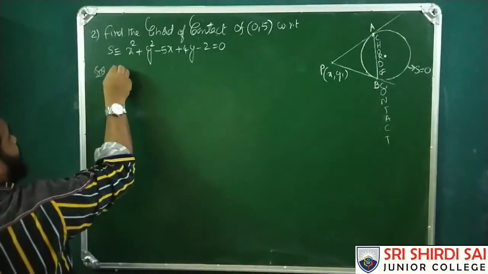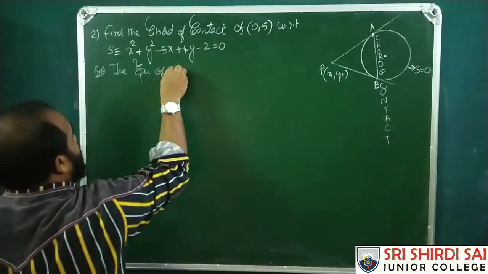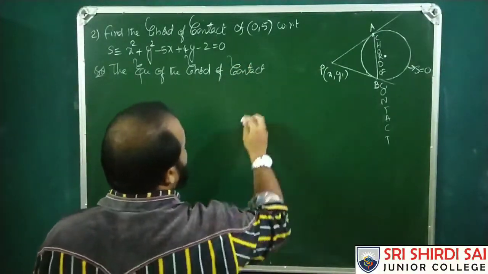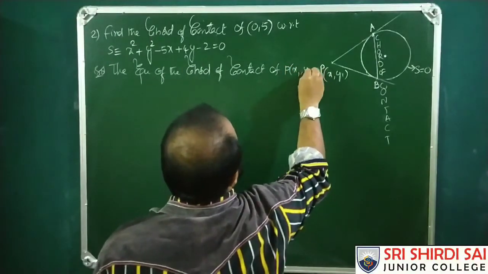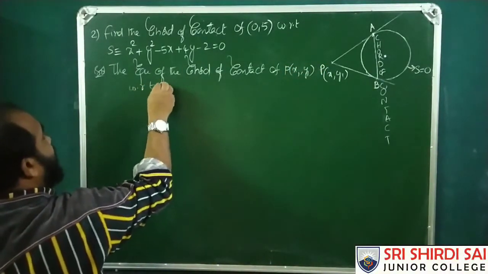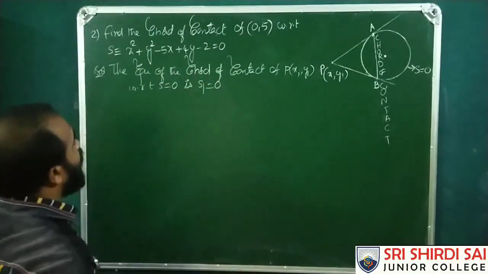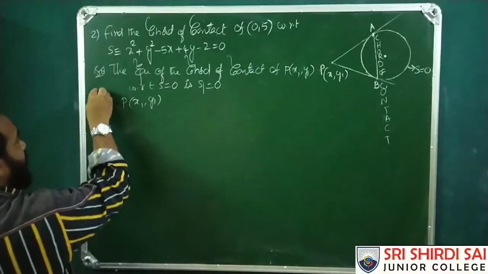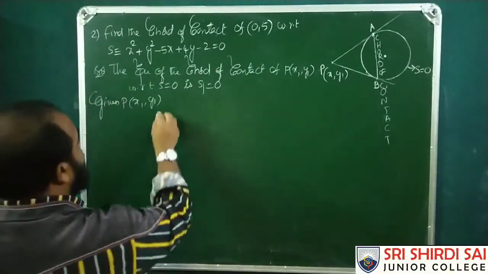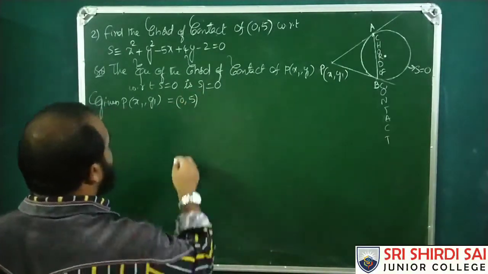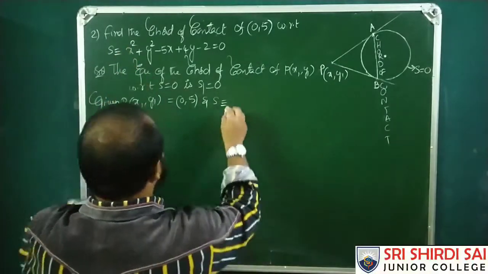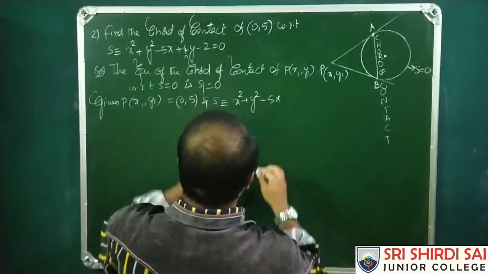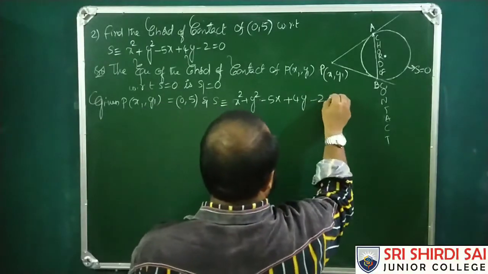So the equation of the chord of contact is the polar of P(x1, y1) with respect to the circle S = 0, which is S1 = 0. Here P(x1, y1) is given as (0, 5) and the circle S is x square plus y square minus 5x plus 4y minus 2 equals 0.